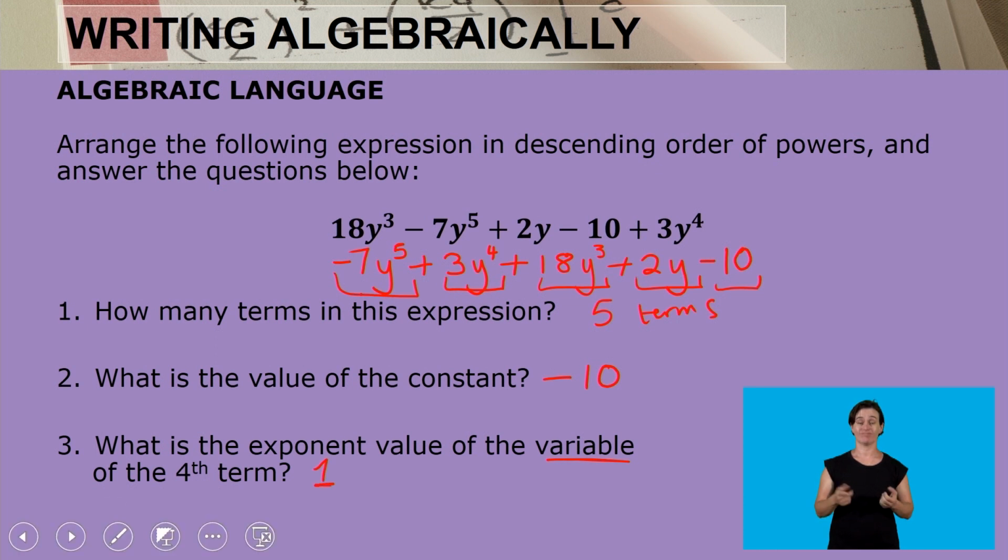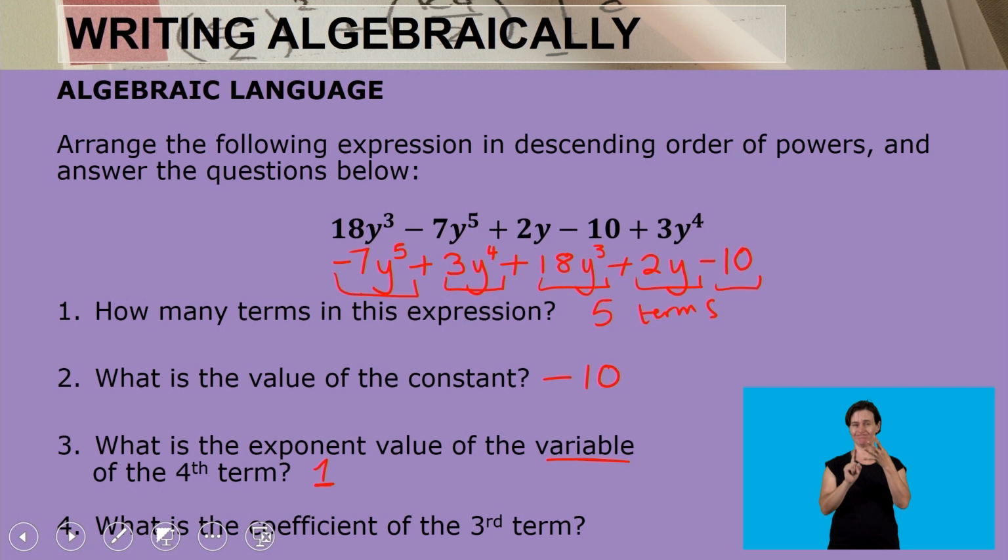Then lastly, we are going to look at what is the coefficient of the third term. So we've already seen that the third term there is 18y cubed. So what is the coefficient of this third term? Well, yes, it is a positive 18. That is the coefficient of that third term.